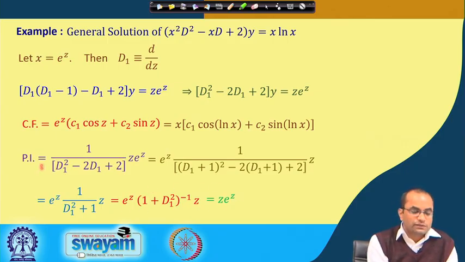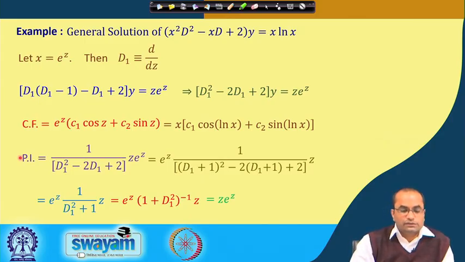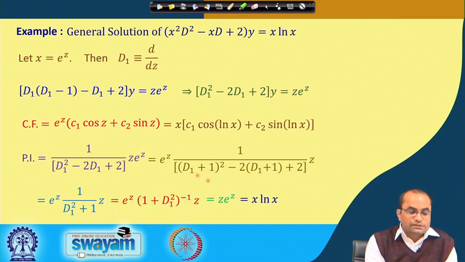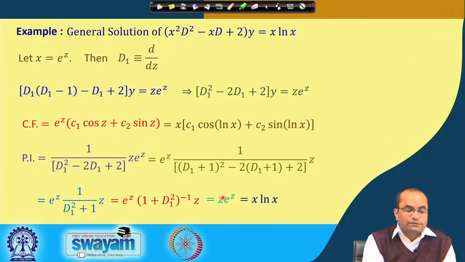So, that is the answer, that is a particular integral to this equation with a constant coefficient. What we are getting now, this particular integral, we have to also write back in the x form, and this e power z was x, and this z was ln x. So, our answer is this x ln x, the particular integral, and this is one particular solution of the given equation. And we have the complementary function, we have this particular integral.